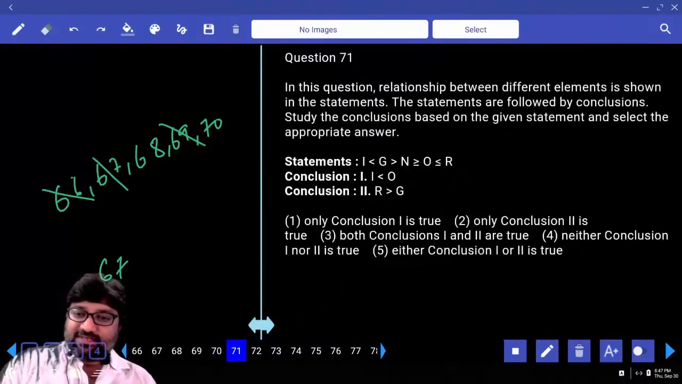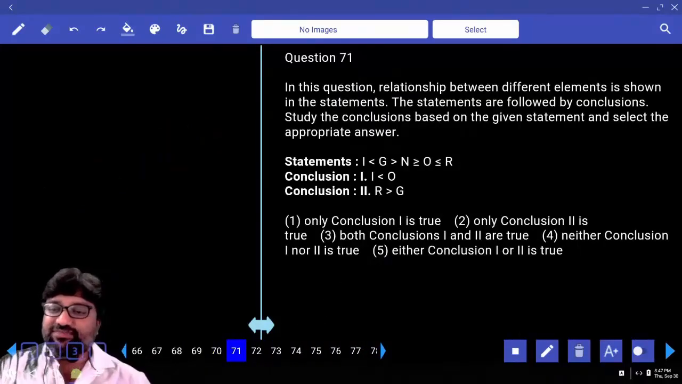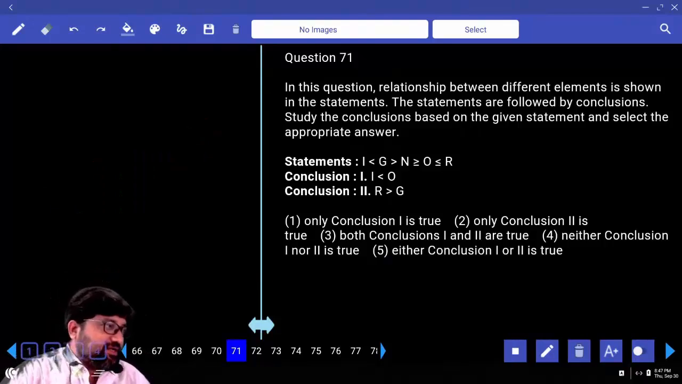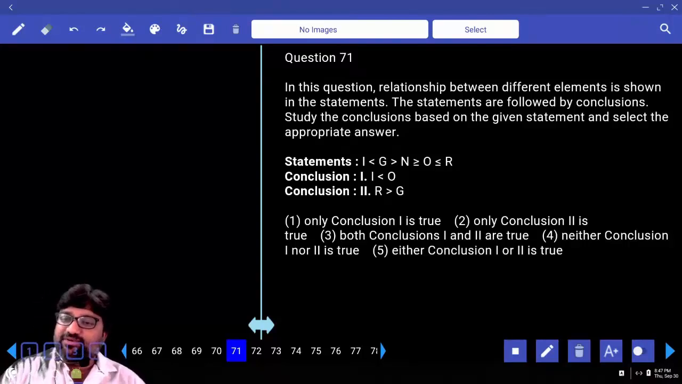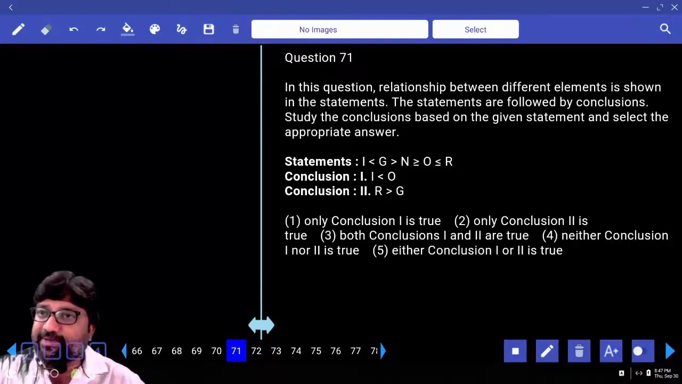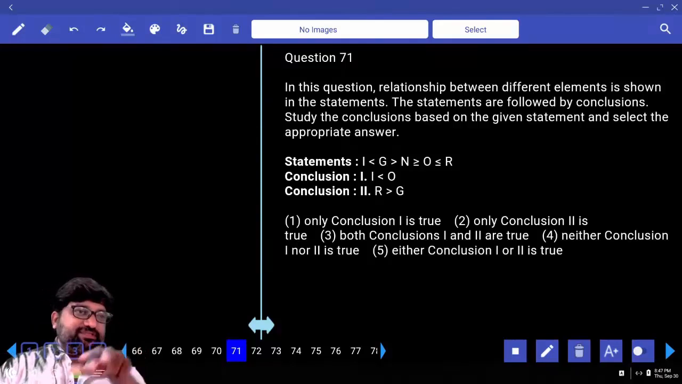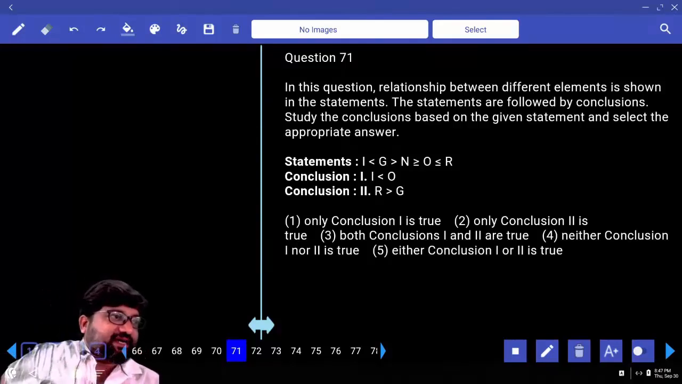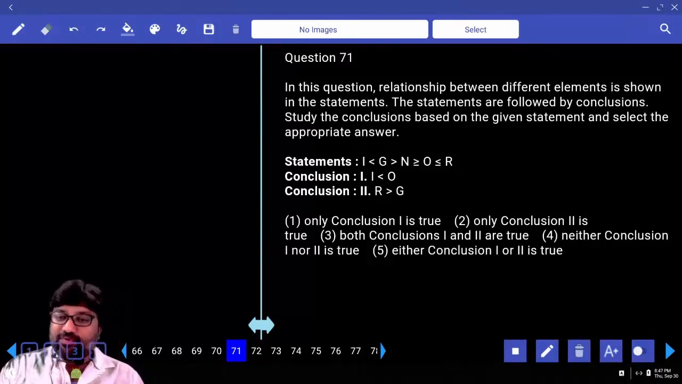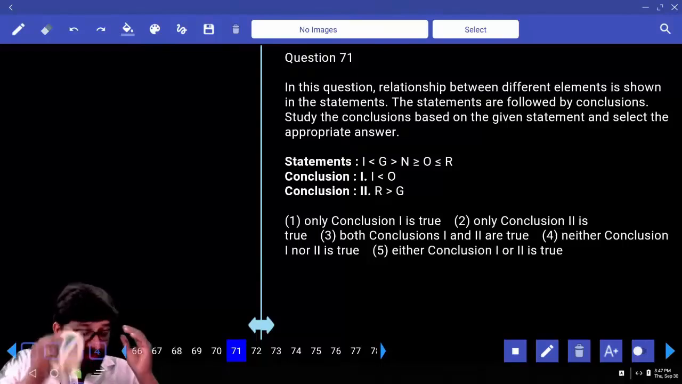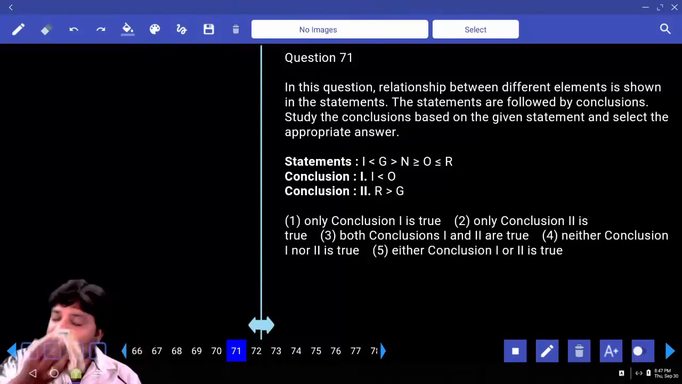Next. 71 to 75 are the questions based on coded inequalities. And I told you many times, whenever you see questions on coded inequalities, will we use pen and paper? No. Only on the basis of observation. Look at the arrangement of the symbols, look at the order in which these symbols are placed, and then decide what the answer is. First one, I less than O. What's the problem with I and O? So what's your answer? Cannot be determined.